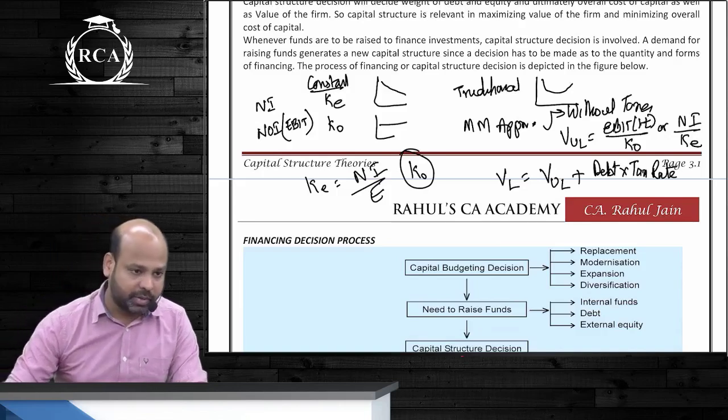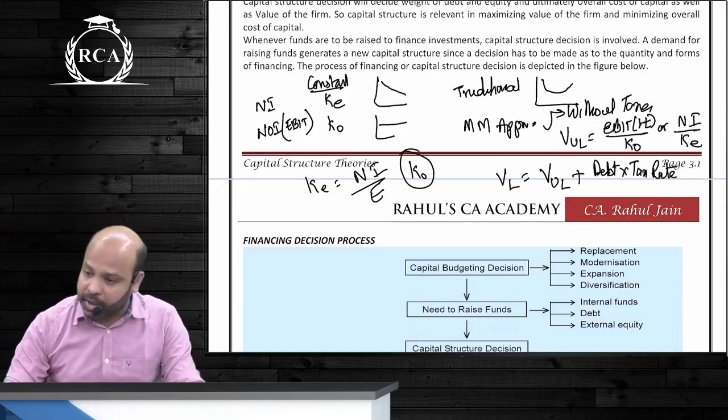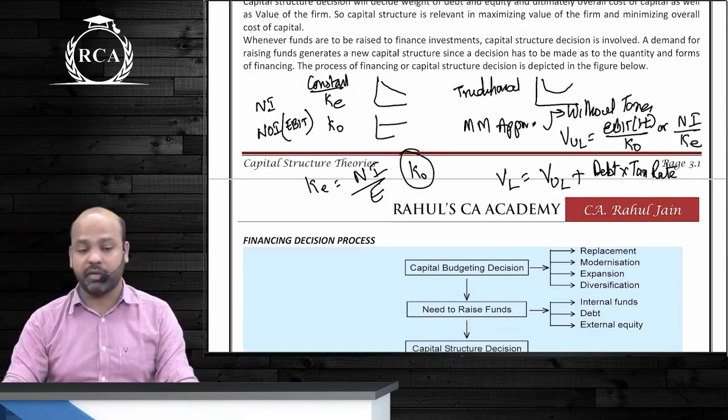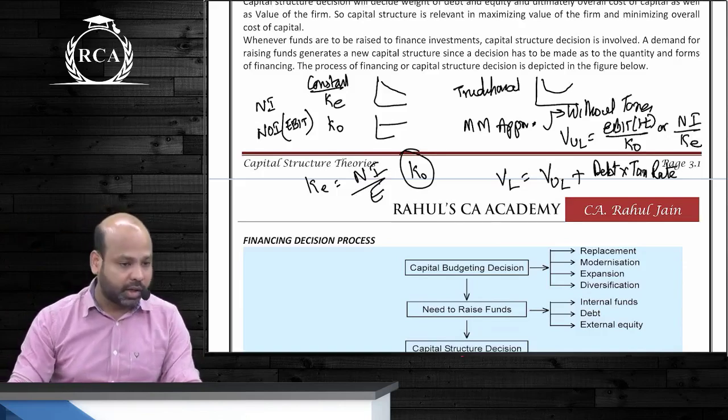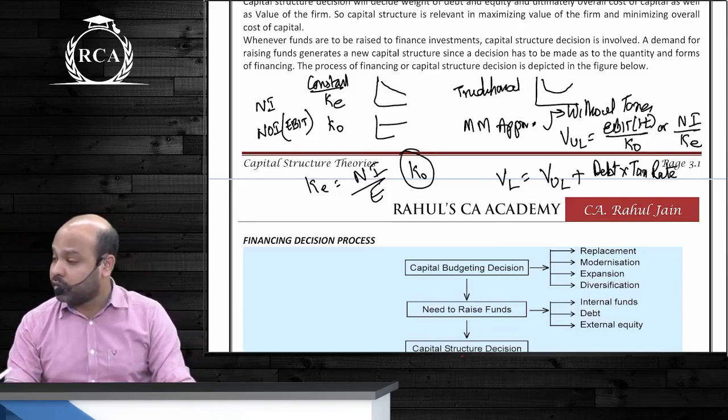To not make that mistake, क्योंकि बाकी हर जगह taxes नहीं थे, यहाँ पे there is tax, you are going to write KD as interest rate into 1 minus tax rate. Are we clear about this, guys? So these were the 4 theories, guys.